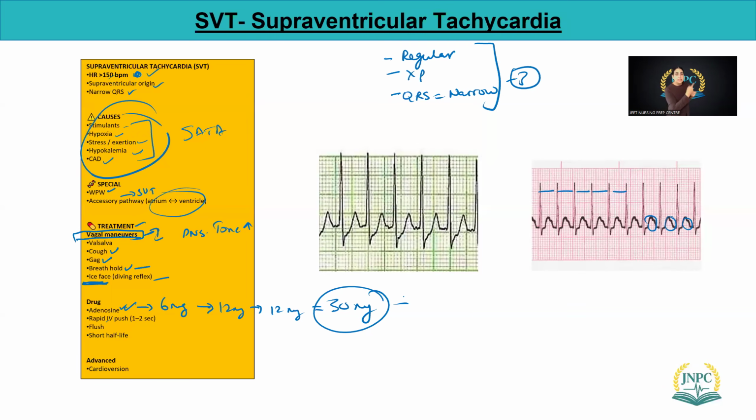Why is it happening? Adenosine is trying to reset the rhythm, that abnormal circuit that I told you about in WPW. So adenosine is trying to block that abnormal circuit and reset it to normal. What is normal? From SA to AV and then from there, right? So very important points. And if those things do not work, then cardioversion.